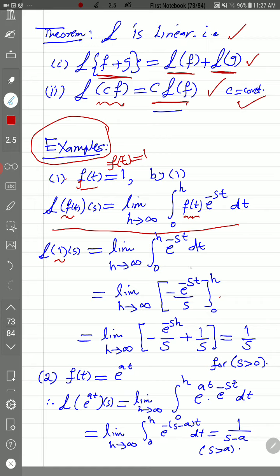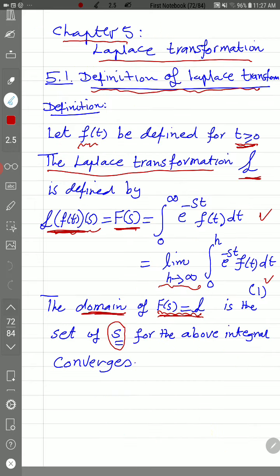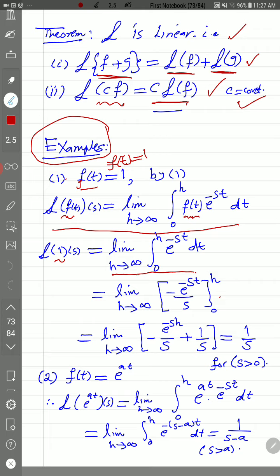So we have the integration of this, and I use the limit, as in the definition above. You need the limit and the integration. This is integration with respect to t, so you treat s as a constant. Then you evaluate this limit, putting t equal to h and t equal to 0, and you get this.